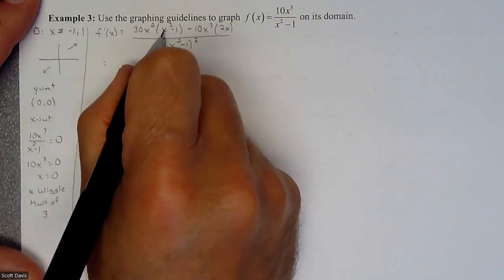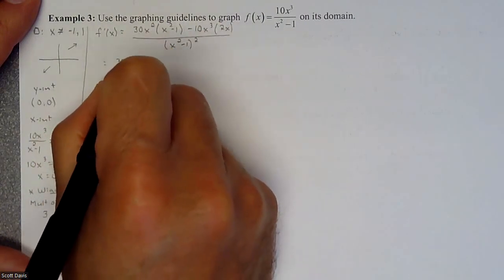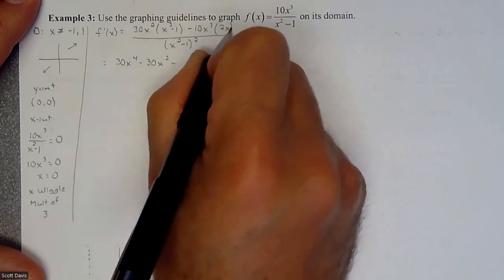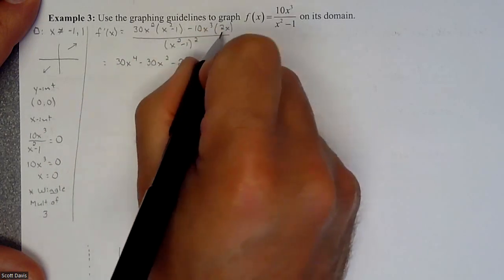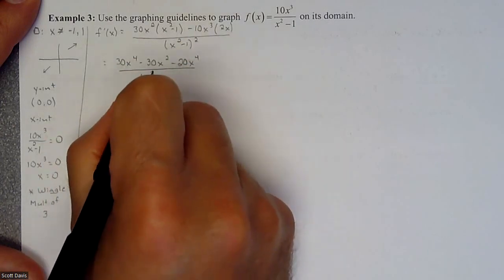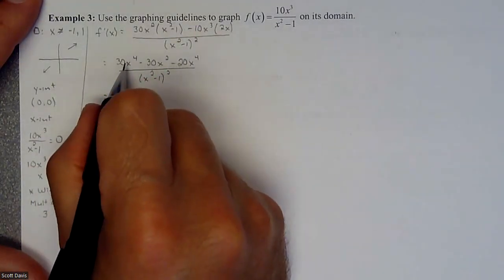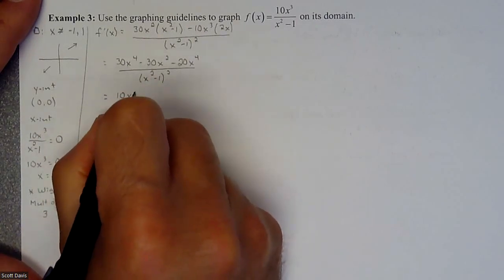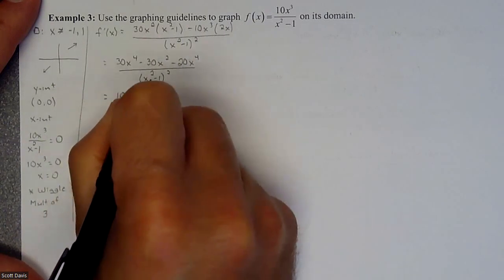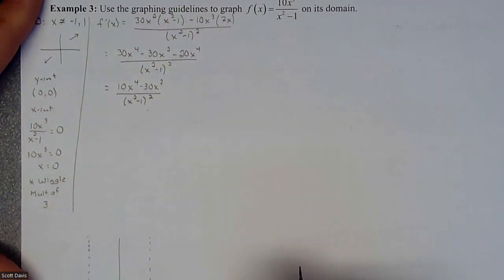So if we keep on simplifying this here a little bit, we're going to distribute this and get 30x to the fourth minus 30x squared minus 20x to the fourth, all over (x squared minus 1) squared. So if we put the tops together, that's going to make 10x to the fourth minus 30x squared over our (x squared minus 1) squared. All right, so there's our first derivative.